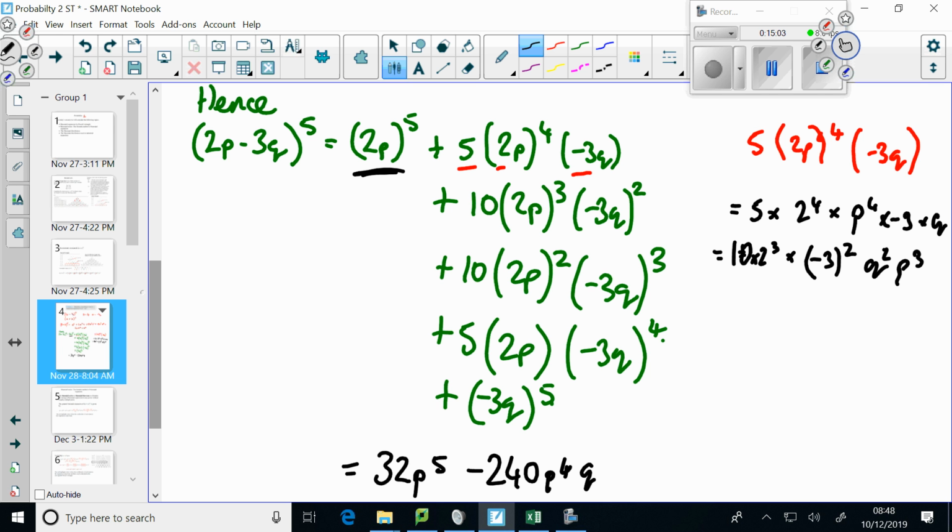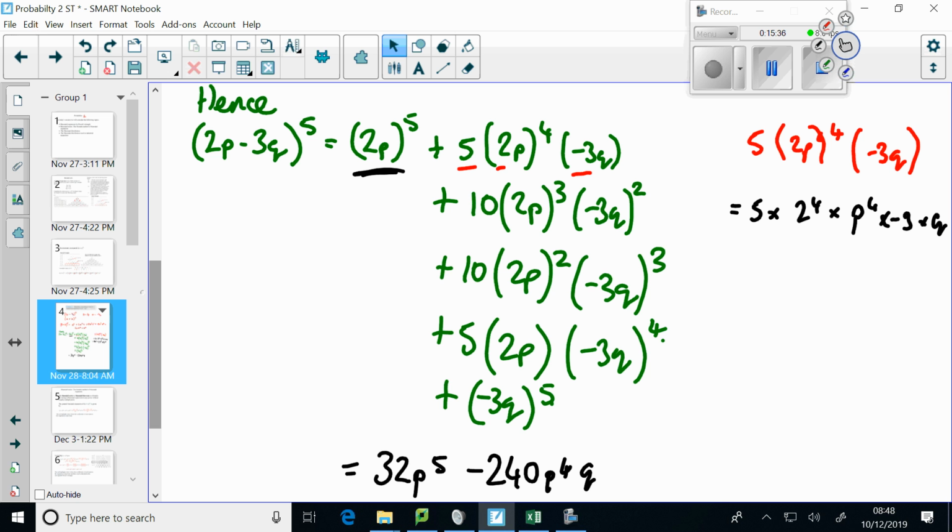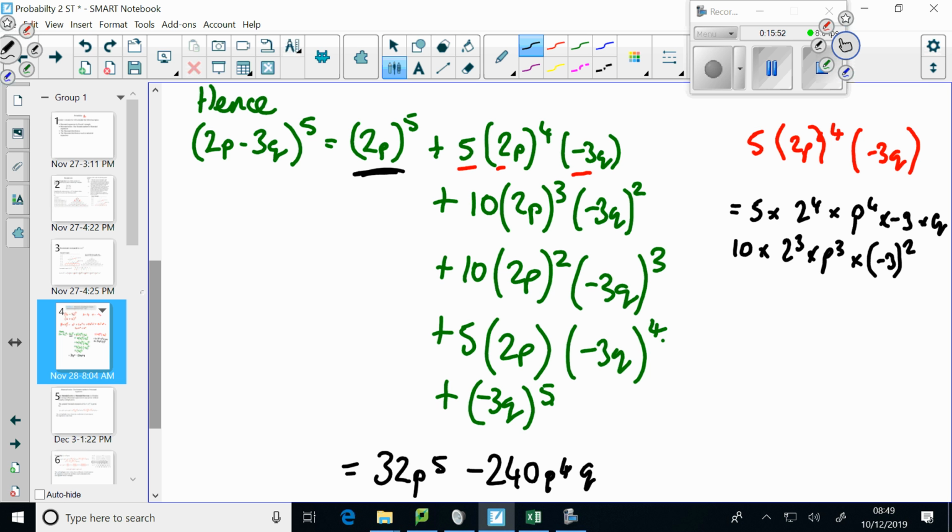We've got 10 times 2 to the 3 times (minus 3) to the 2, because we're on this one here. So p to the 3, to get rid of those brackets, you have to do 2 to the power of 3 times p to the power of 3. Let me write this out again. If we're going to expand these brackets out, we've got to do 10 times 2 to the 3 times p to the 3, then times (minus 3) to the 2. I've been careful about putting them in brackets, because if you don't do that on your calculator, you'll get the wrong answer. And times q to the 2.